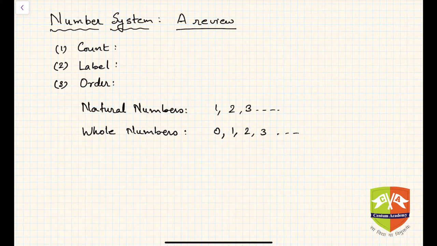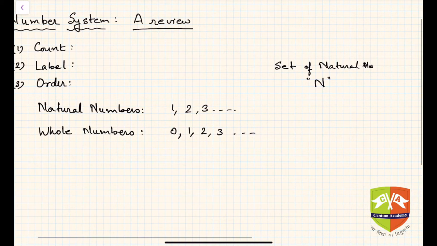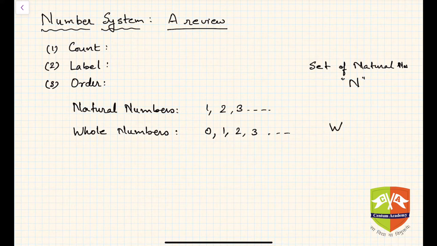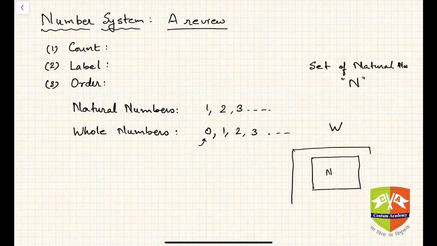Now, a set of natural numbers, please notice, I am saying set of natural numbers, right? The set of natural numbers is denoted by a letter N, okay? So, N for natural. Similarly, the set of whole numbers is denoted by a letter W. You can clearly see the set W has one extra member, that is this 0, than the natural numbers, isn't it? So hence, if I have to pictorially represent the two sets, if this is my natural number set, then the whole number set will constitute all the natural numbers plus 0, and hence this will be called a whole number set.